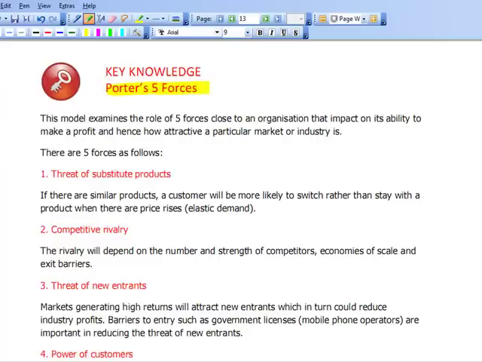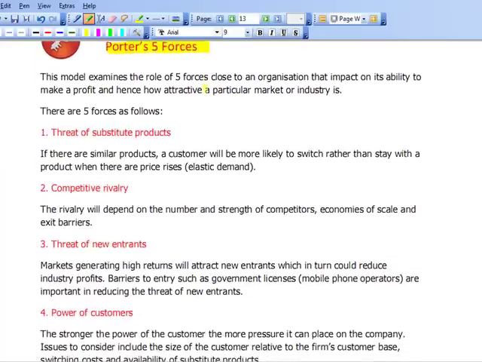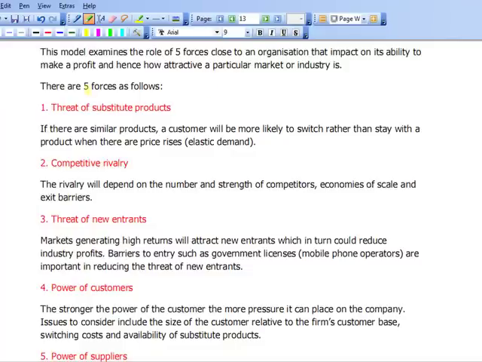Porter's 5 forces analyzes the immediate environment around an organization, around a business. As the notes say, this model examines the role of 5 forces close to an organization that impact on its ability to make a profit, and hence how attractive a particular market or industry is. So, as the name suggests, there are 5 forces. First one we're going to look at is the threat of substitute products.